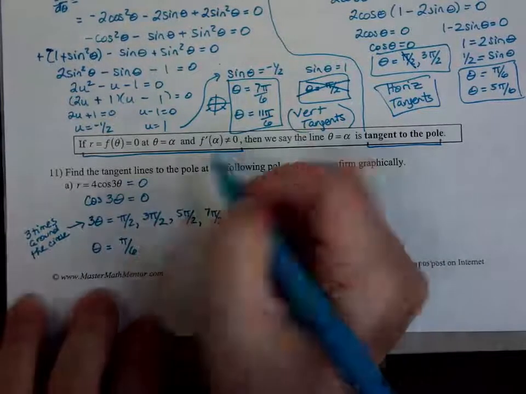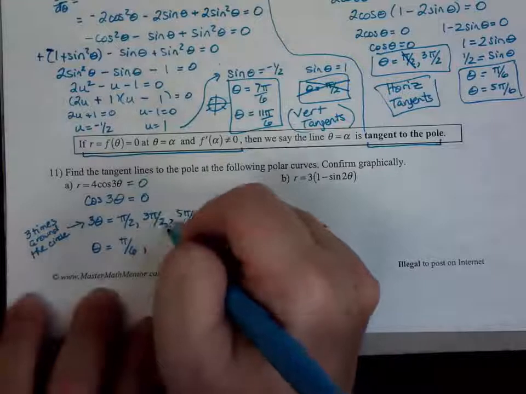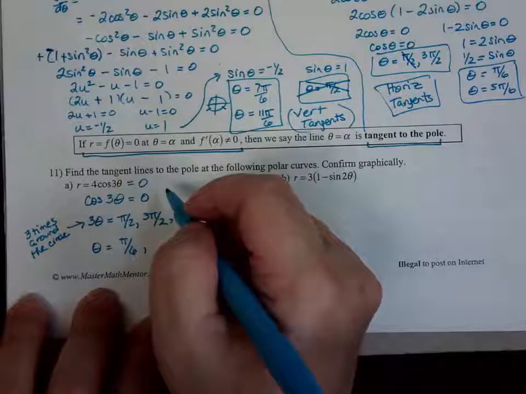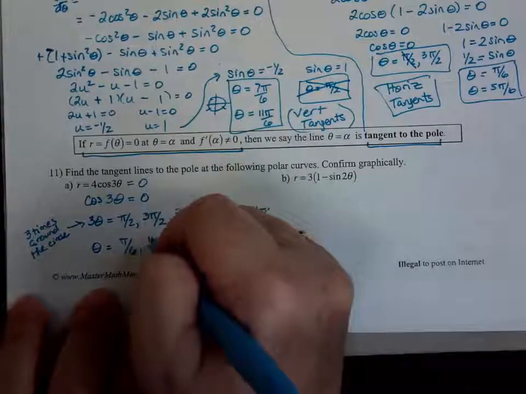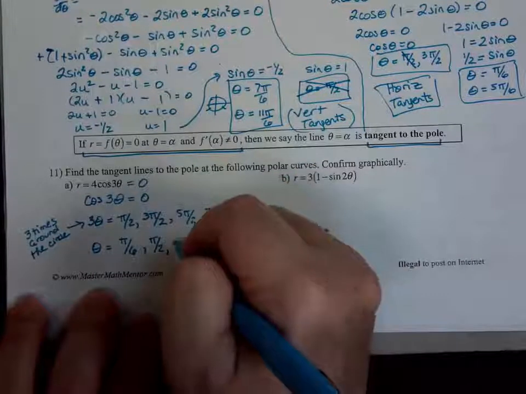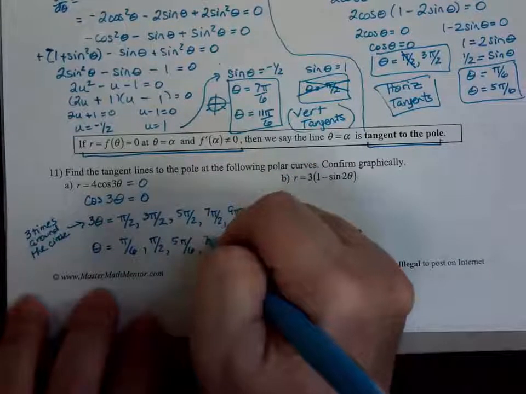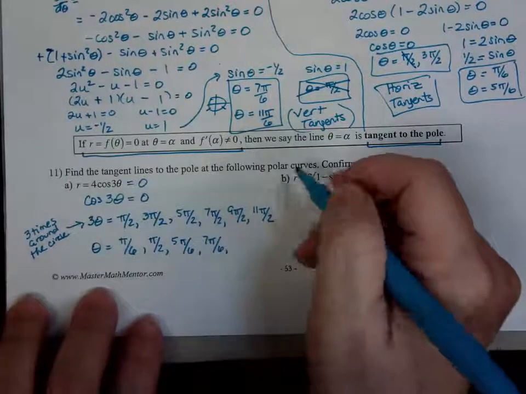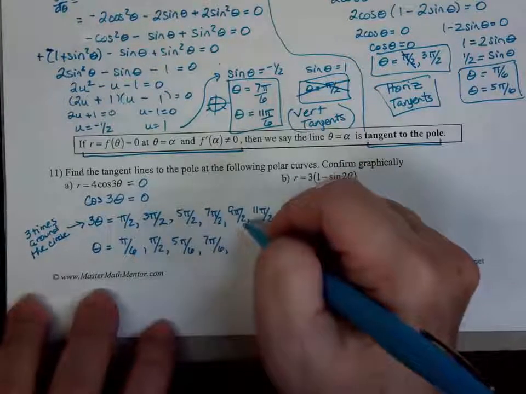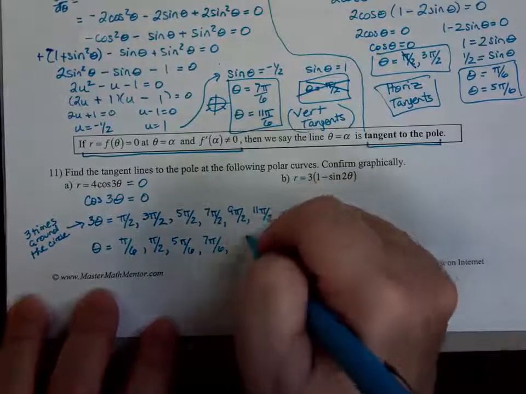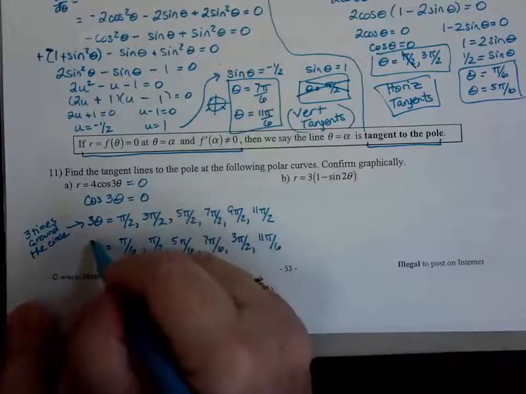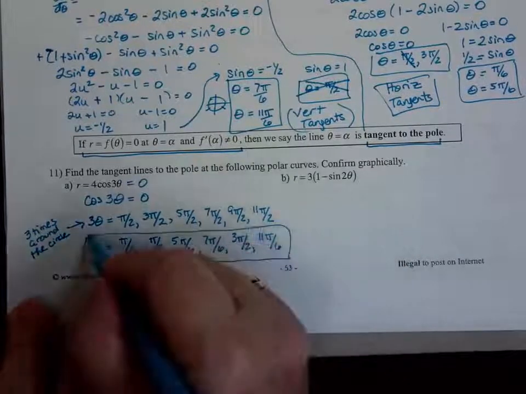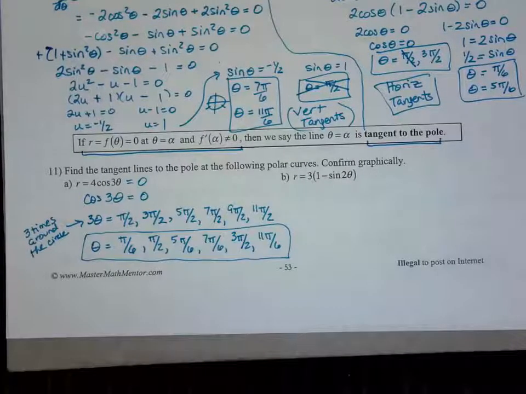So theta will be pi over 6, 3 pi over 6, which reduces to pi over 2, then 5 pi over 6, 7 pi over 6, 9 pi over 6, which reduces to 3 pi over 2, and then 11 pi over 6. Now, how many tangent lines to the pole did we say we had? 6. How many answers did we get? 6. They're probably all valid.